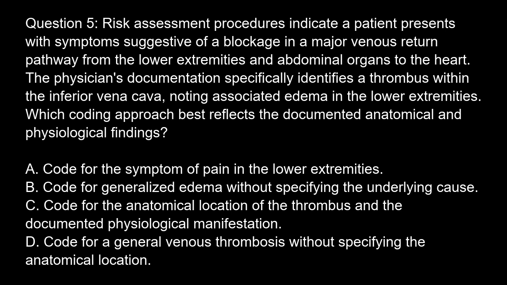Option A. Code for the symptom of pain in the lower extremities. Option B. Code for generalized edema without specifying the underlying cause. Option C. Code for the anatomical location of the thrombus and the documented physiological manifestation. Option D. Code for a general venous thrombosis without specifying the anatomical location.